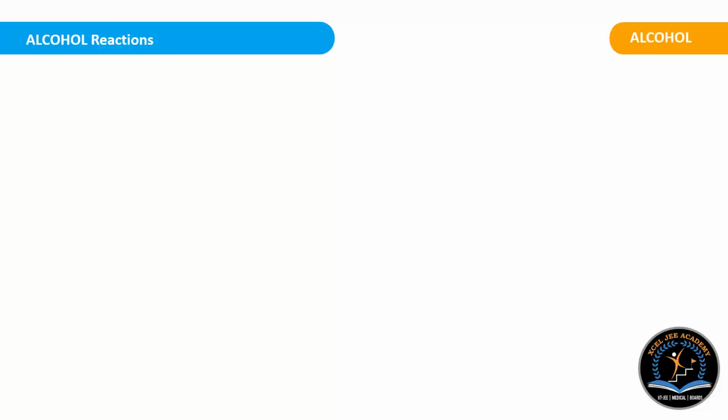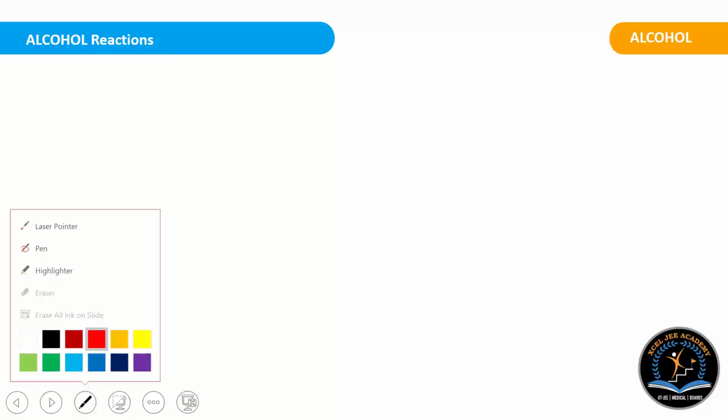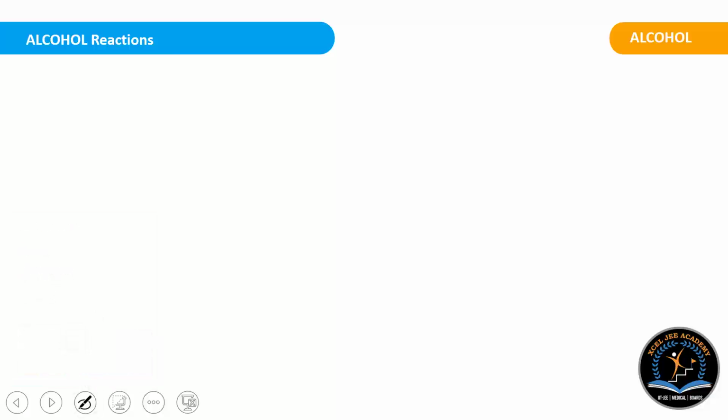We will be learning about the properties, or let's say reactions, of alcohol. So in the reactions of alcohol, mainly we will be covering three categories of reaction. So let's write down what are the categories of reaction which we are going to study.